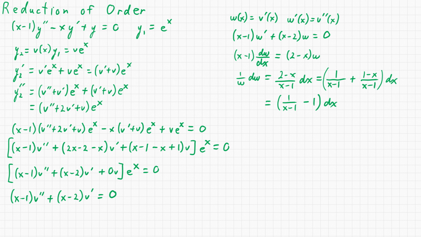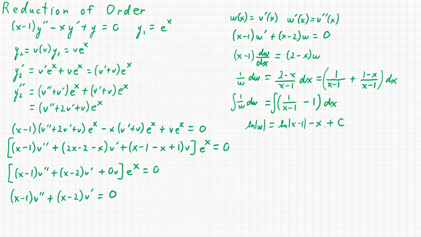Then we can integrate both sides. So the integral of 1 over w dw equals the integral of 1 over x minus 1, minus 1. That ends up being natural log absolute value w equals natural log absolute value x minus 1, and the minus 1 turns into minus x, and then if we're being careful, we add plus c.